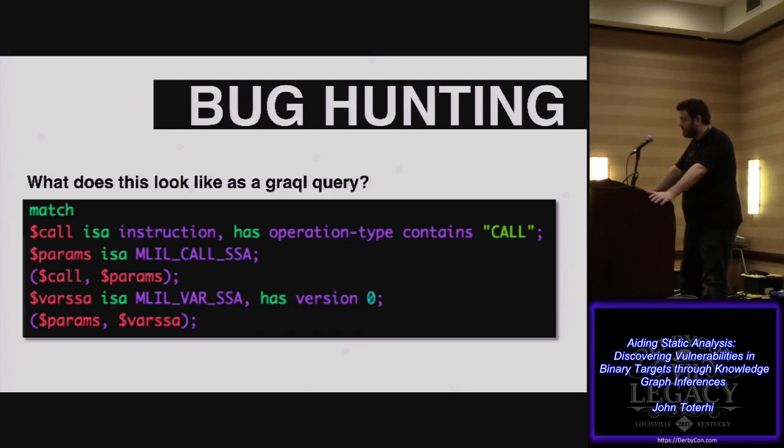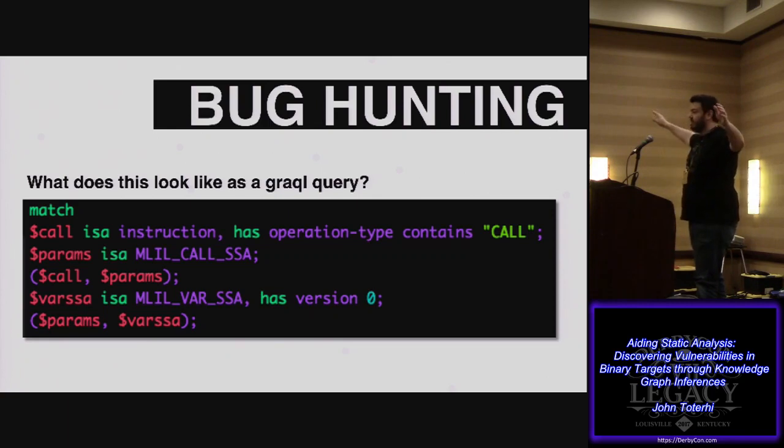So essentially, when we make a match, we say, all right, give me all things that are instructions that have an operation type that contain the string call. Again, all of this stuff is mapped to our ontology, so we've defined what these are. We know from knowing the ontology how to ask questions of Kraken. So then we say, give me all parameters that are call SSAs.